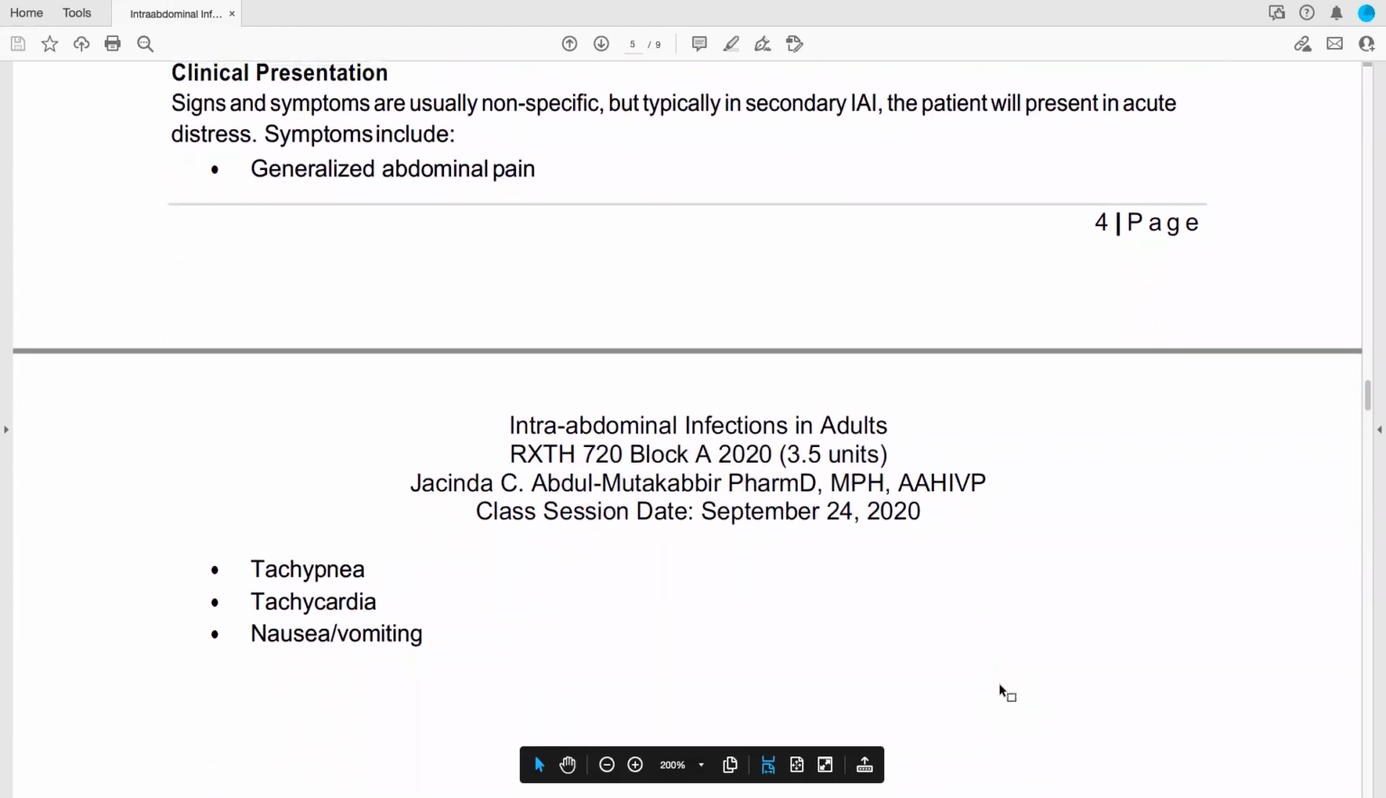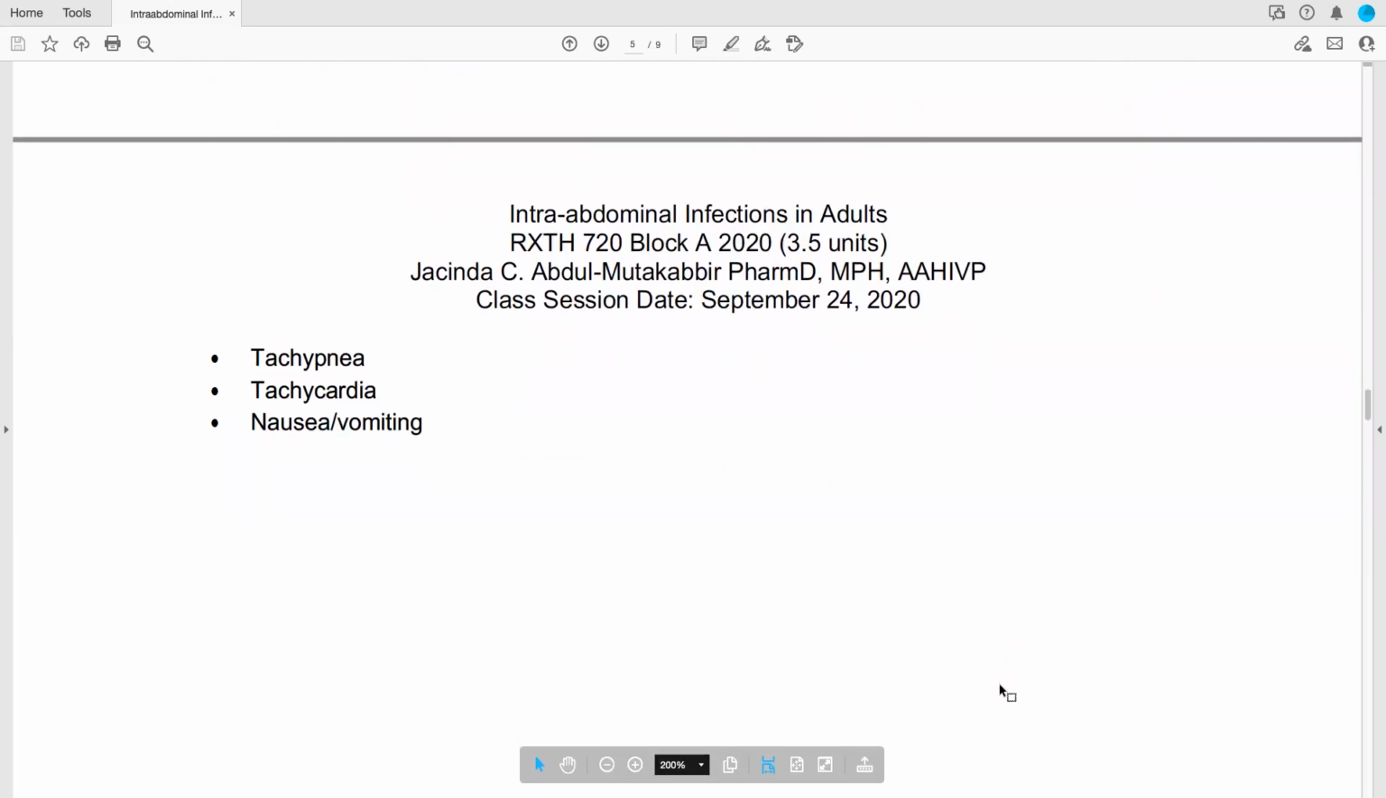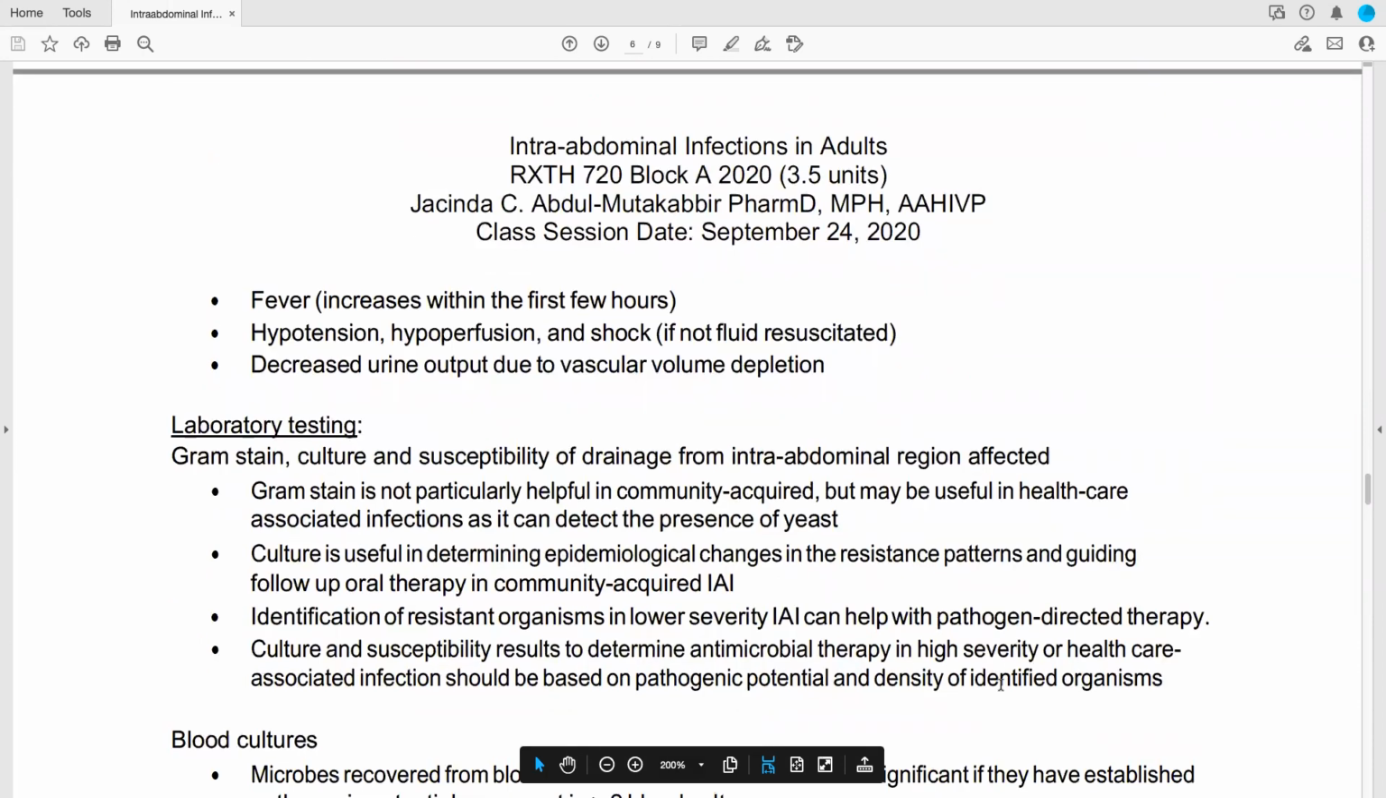So the clinical presentation of peritonitis will be generalized abdominal pain. You can see tachypnea, tachycardia, nausea, vomiting. Of course, we would think about a fever, which we can see. So typical presentations of infection: hypotension, hypoperfusion, shock. Shock can occur if the patient is not fluid resuscitated, and also a decrease in urine output. This can be in the event that you see a more septic type of presentation.